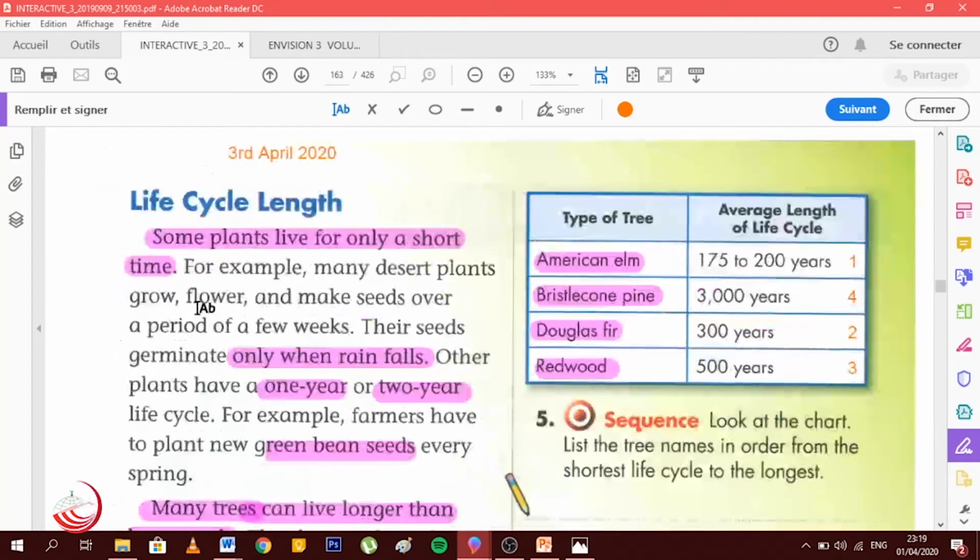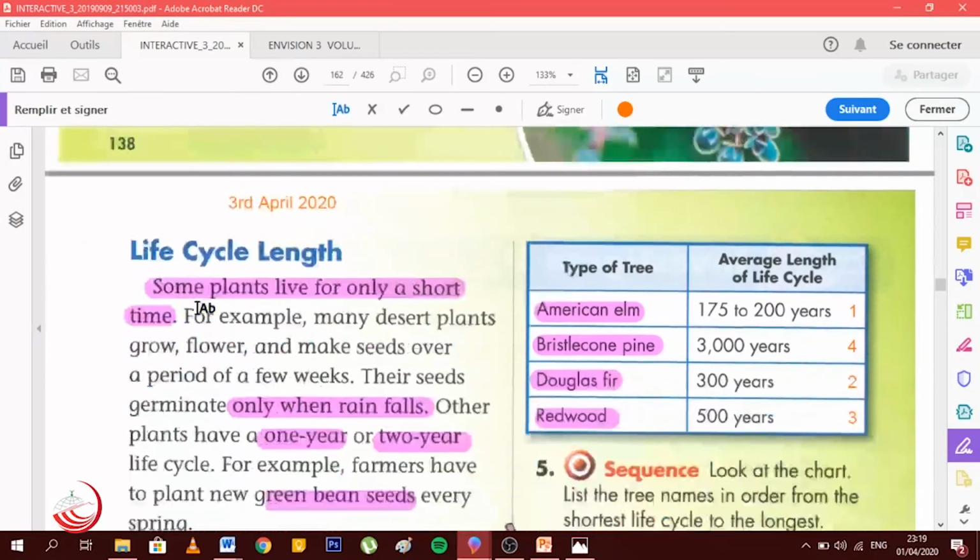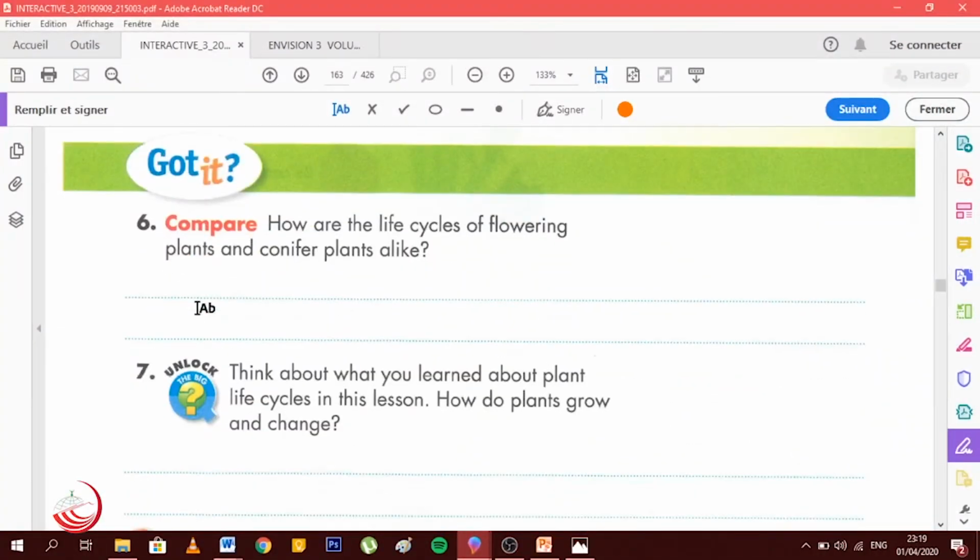So here the question is compare. When we are comparing, as you all know, do we say the differences or the similarities? Very good. And also there is the key word here, alike, and this should tell us that the things we're considering here are the similarities.